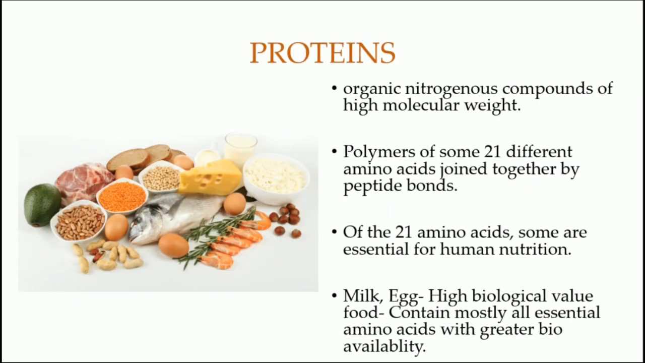Proteins. Proteins are organic nitrogenous compounds having a slightly higher molecular weight, and they are made up of amino acids, different amino acids joined together by peptide bonds. In nature there are 21 amino acids, and out of these 21 there are certain essential amino acids and there are non-essential amino acids.